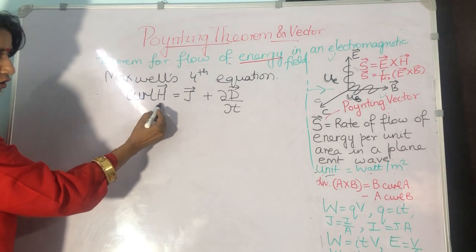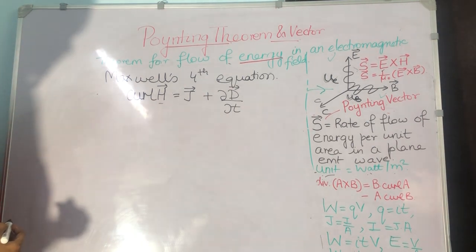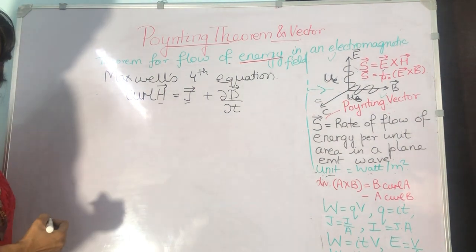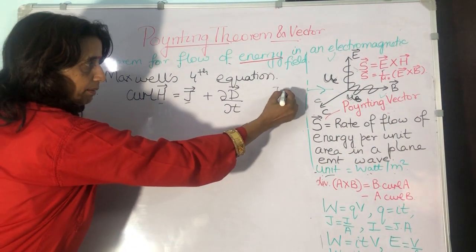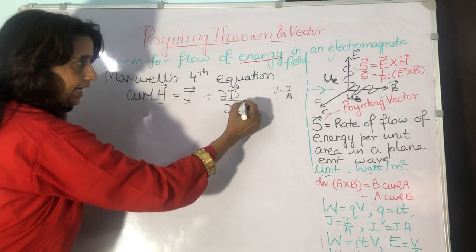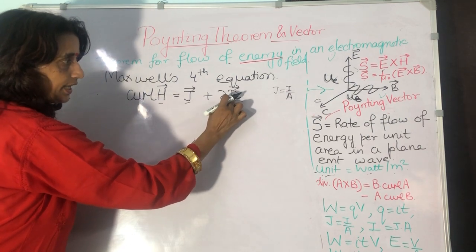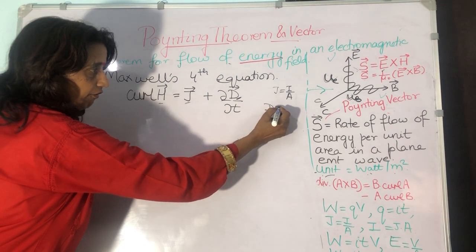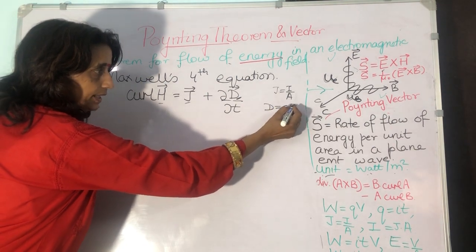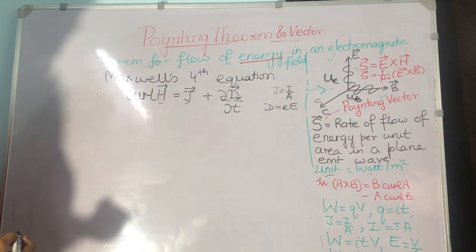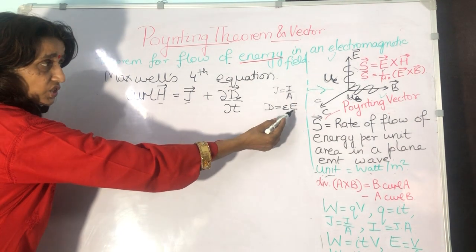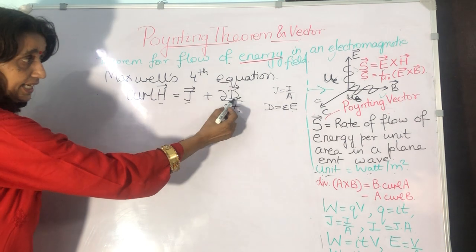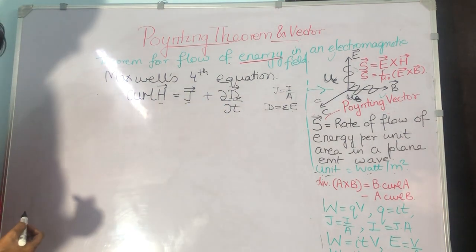H is your magnetic field strength. J is current density. If you remember, J was I upon A. D is your electric displacement vector, which arises when, in the presence of an electric field, the charges start moving. So this is the electric displacement vector.